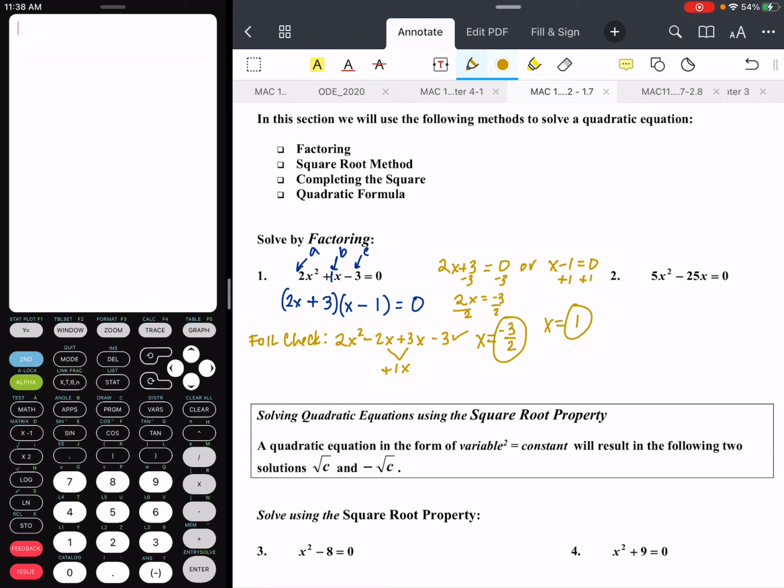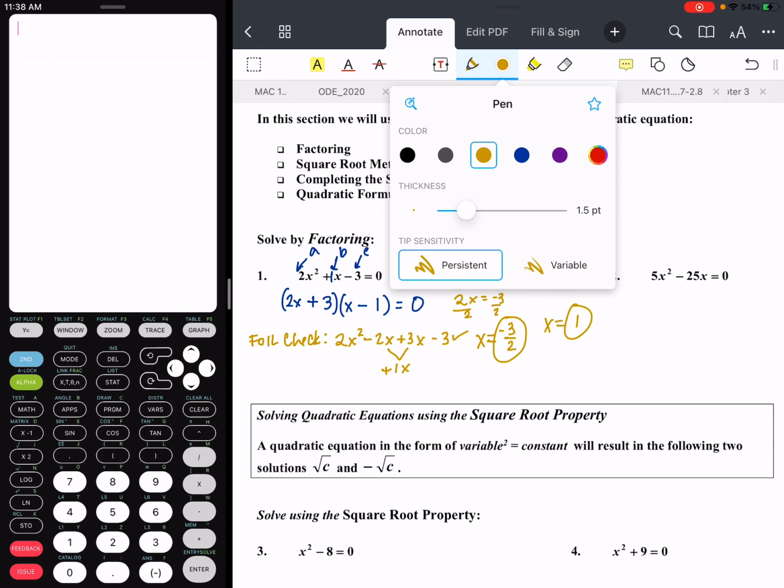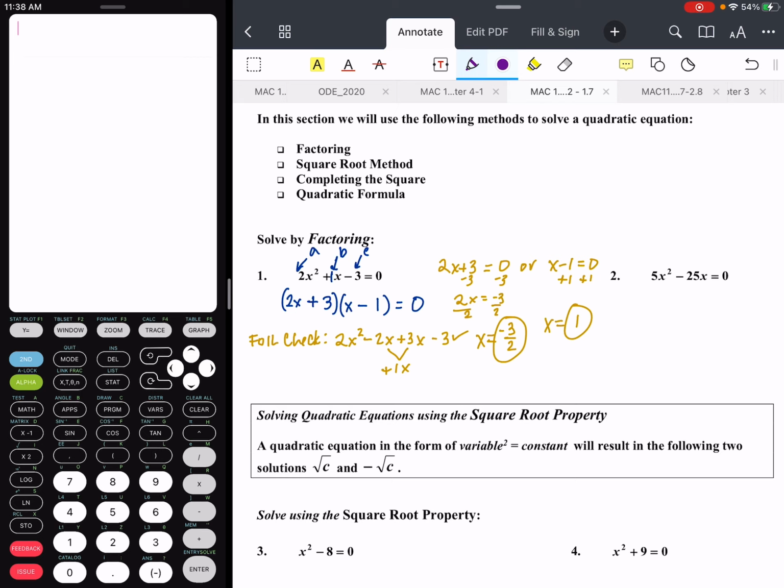All right, looking at number 2, solve by factoring. Change colors here. All right, so I've just got a binomial. I see that x squared, right? So 5 is my a coefficient, the -25 would be b, and then I don't have a constant term, so in this case, c equals 0. There is no constant term, just to point that out. So I can factor this by factoring out the GCF, greatest common factor. I'll factor out a 5x, which leaves behind x minus 5. So 5x times x minus 5 equals 0.